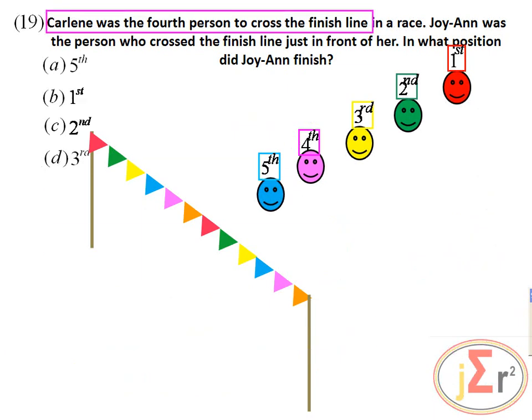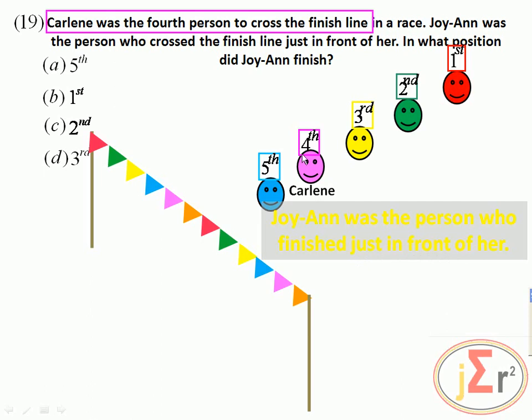They tell us the order in which events occur. Carlene was the fourth person to cross the finish line. Can we identify the fourth person? Yes, that person will be identified as Carlene. Joanne was the person who finished just in front of her. What does that mean, just in front of her? Joanne was the person who finished just in front of her.